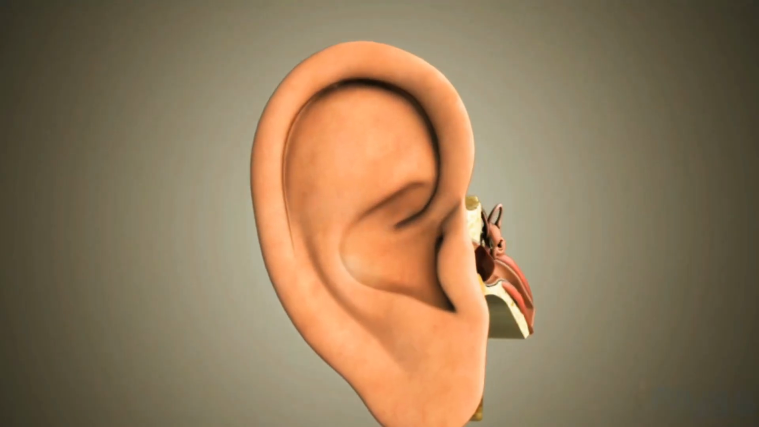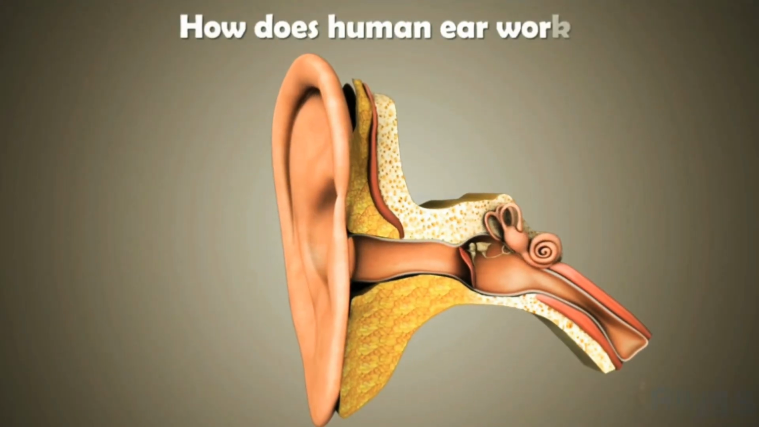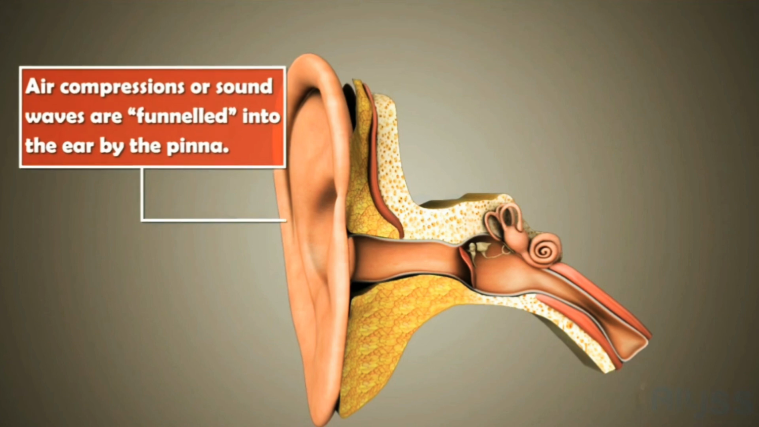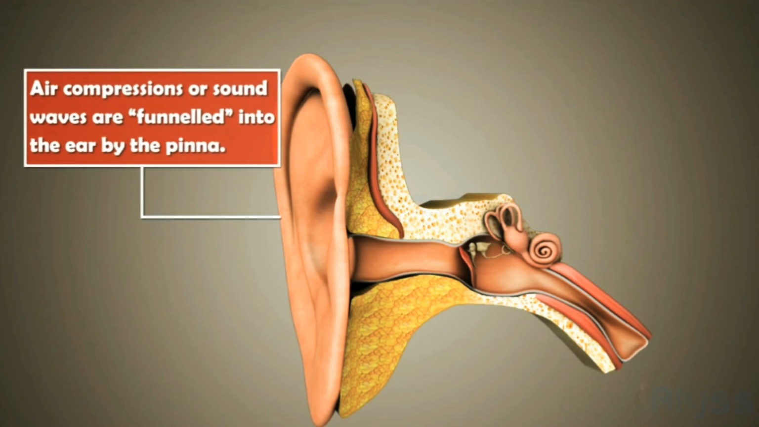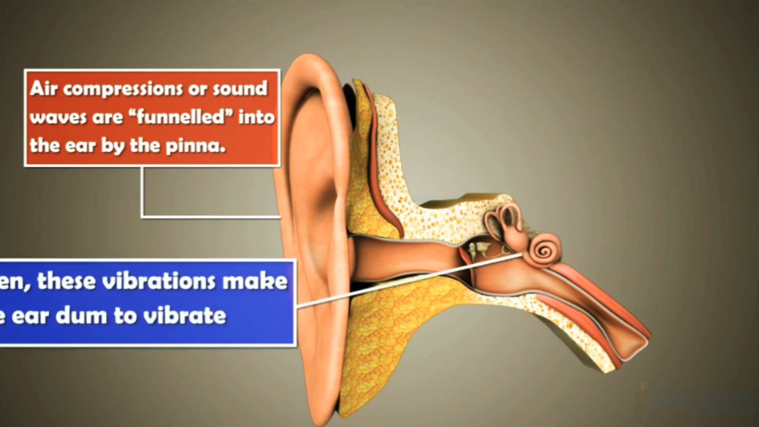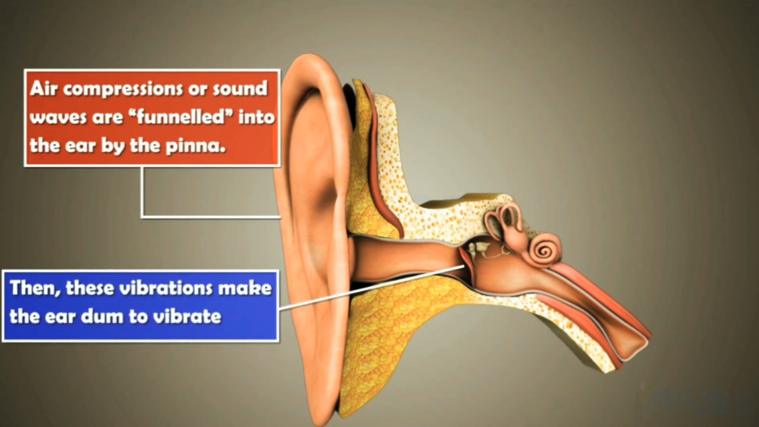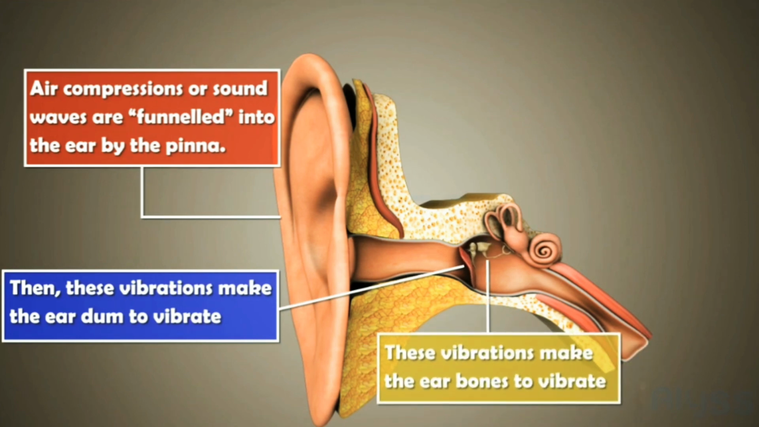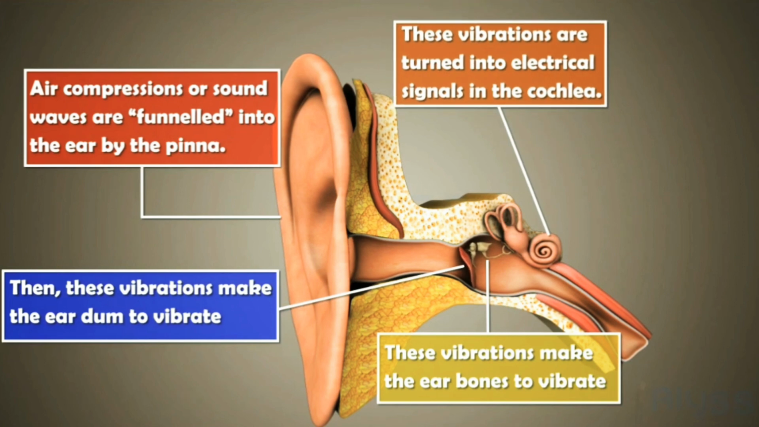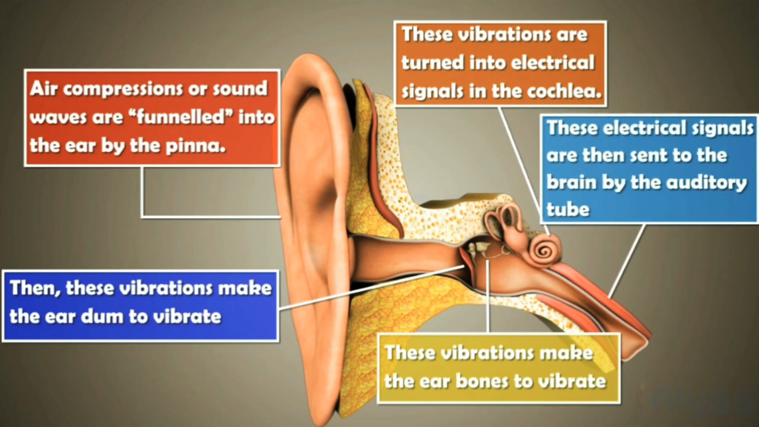So, in short, how does the human ear work? First, air compressions or sound waves are funneled into the ear by the pinna. Then, these vibrations make the eardrum vibrate. These vibrations make the ear bones vibrate. These vibrations are turned into electrical signals in the cochlea, and finally, these electrical signals are sent to the brain by the auditory tube.